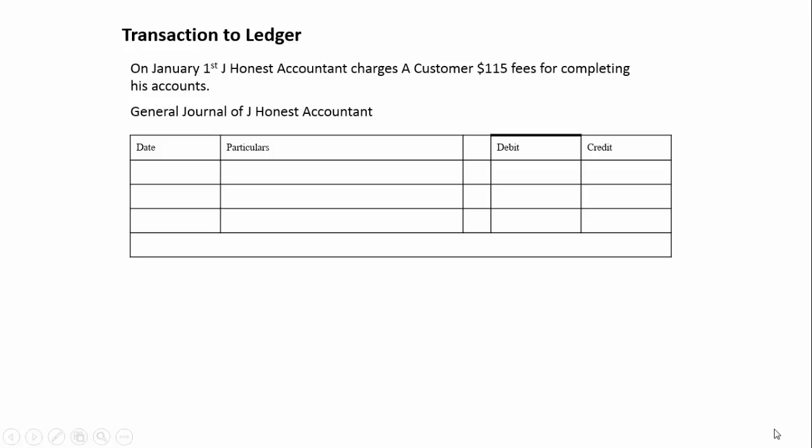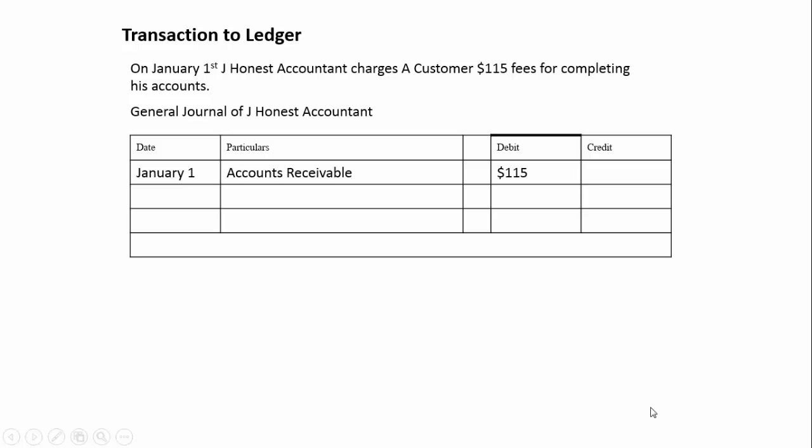Right, so let's have a look here. On the 1st of January, J Honest Accountant charges a customer $115 fees for completing his accounts. So they now owe us $115, so that's an increase in assets, accounts receivable of $115, and that's recorded in the general journal like that.